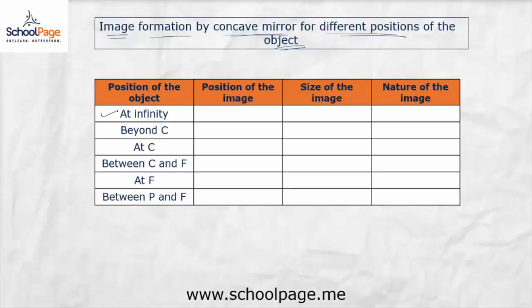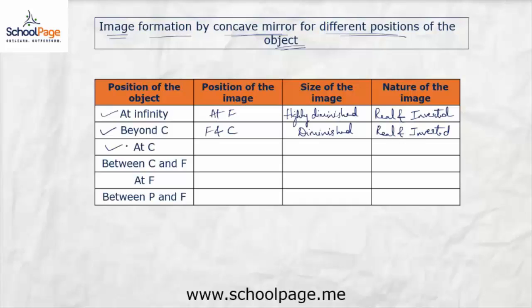When the object was placed at infinity, the position of the image was at focus, size of the image was highly diminished, and nature of the image was real and inverted. And when the object was placed beyond the center of curvature, the position of the image was formed between focus and center of curvature. The size of the image was diminished. Nature of the image was real and inverted.